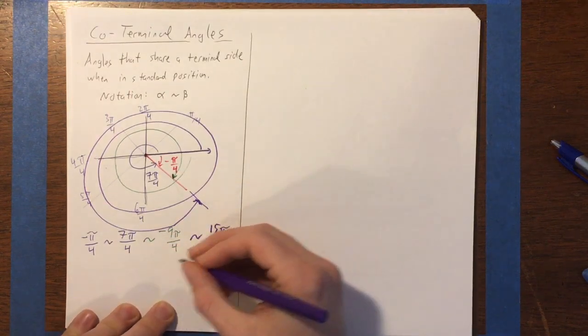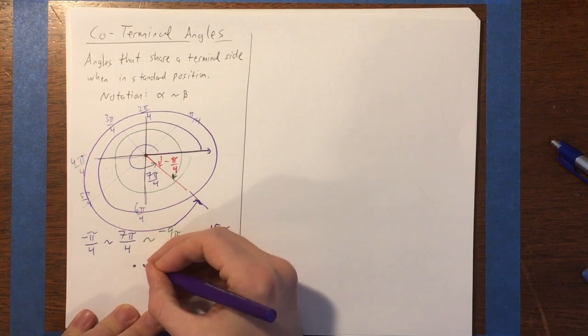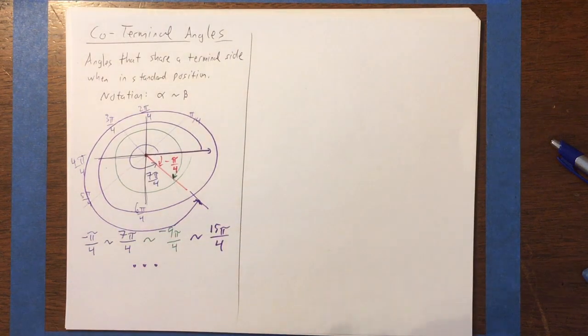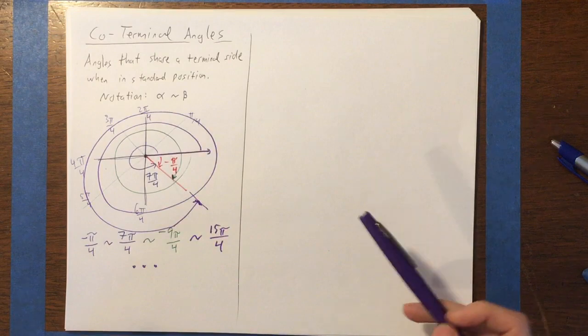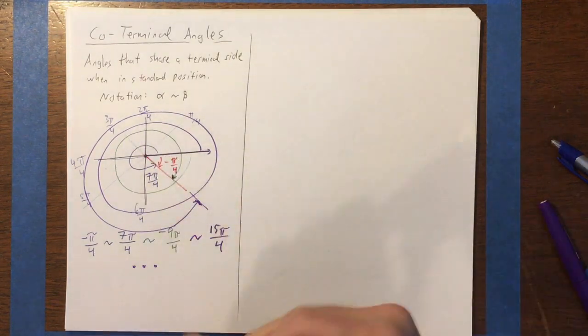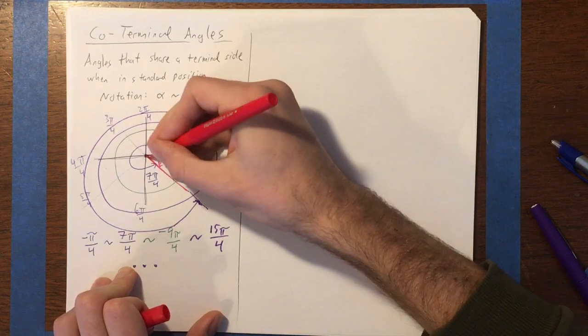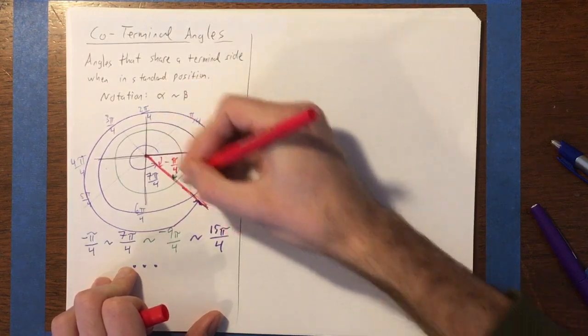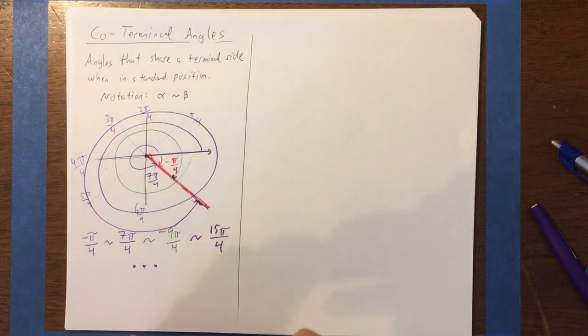And technically, you could keep going, right? Dot, dot, dot. You could keep going forever, and you can wrap around the circle as many times as you want, and then keep going until you get to that. As long as you always get back to that same exact terminal side, then you're going to find infinitely many different angles that are coterminal with negative pi over 4. And that's just one example. You can do this with any angle. There's always infinitely many different angles that are coterminal with any given angle.